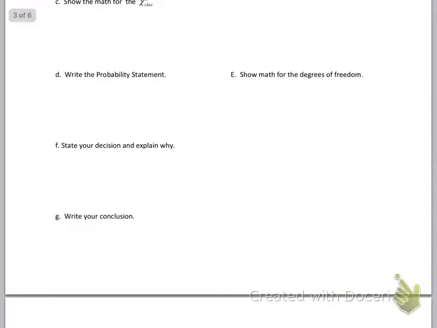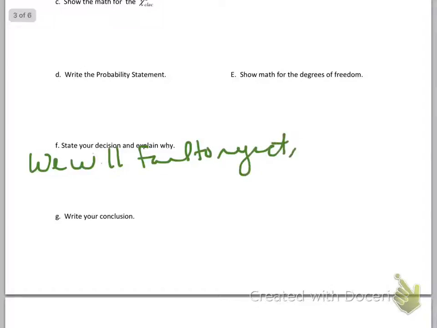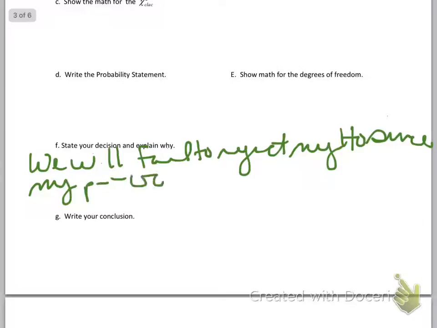So with a p-value of 0.3692, we will fail to reject my H0, since my p-value of 0.3692 is greater than alpha, which is 0.05. Now, do I say is big or do I say is greater than? I've got to see what I have for alpha.